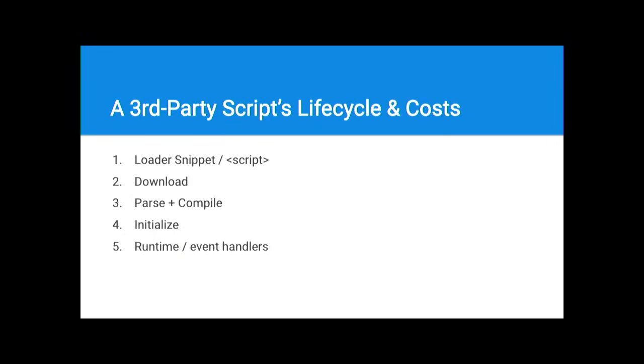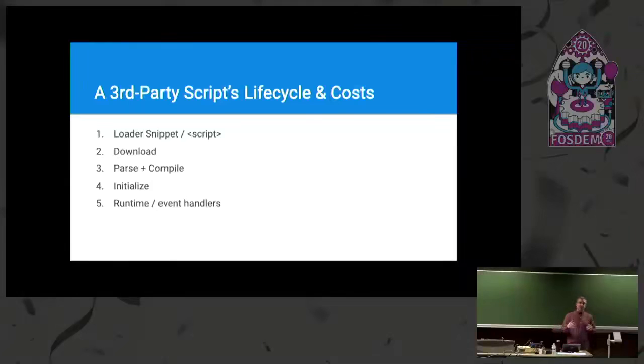So what we decided to do with our audit of our own code was break up the life cycle of our script into 5 main phases. So first, you have your loader snippet, or how the script gets on the page. Maybe you include this in your JavaScript bundle, maybe you load it via tag manager, but the browser needs to know to load your script in the first place.